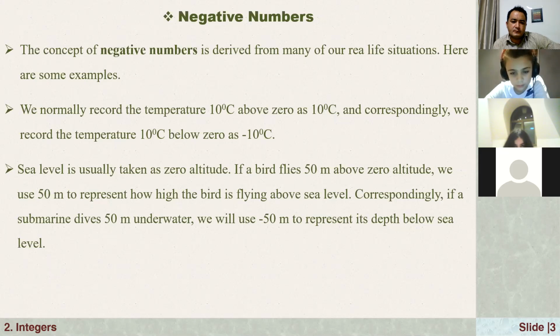Sea level is usually taken as a zero altitude. If a bird flies 50 meters above the zero altitude, we use 50 meters to represent how high the bird is flying above sea level. Correspondingly, if a submarine dives 50 meters underwater, we'll use negative 50 meters to represent its depth below sea level.